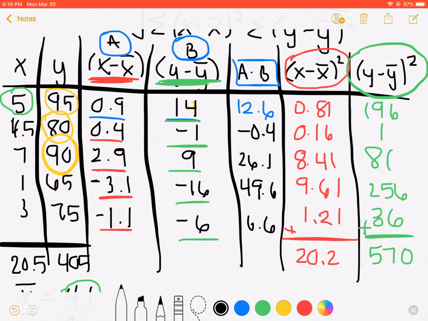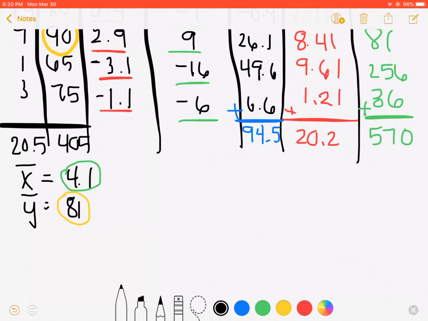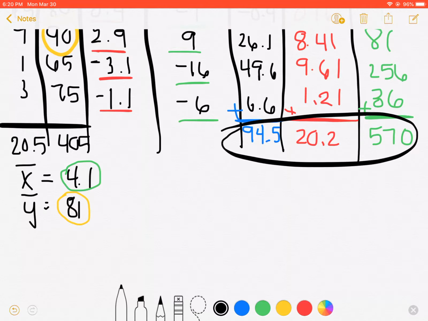So, why is that helpful to us? Okay, well, I forgot to add. We need to add our A times B column. So I'm going to add this column as well, and that's going to give me 94.5. I forgot to do that sum. Okay, so these numbers right here, my sum numbers, are going to be the numbers that we're going to use.